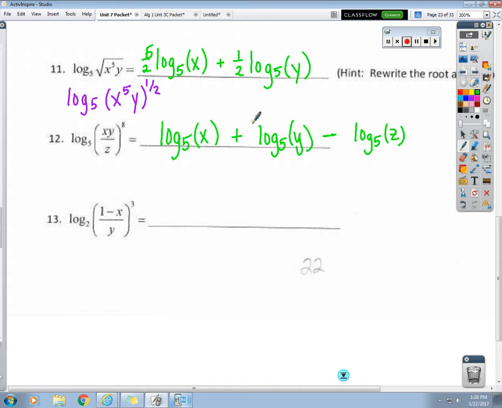And then, what else is raised to the 8th power? Everything. So everything has an 8 out front because all of them are raised to the 8th power.